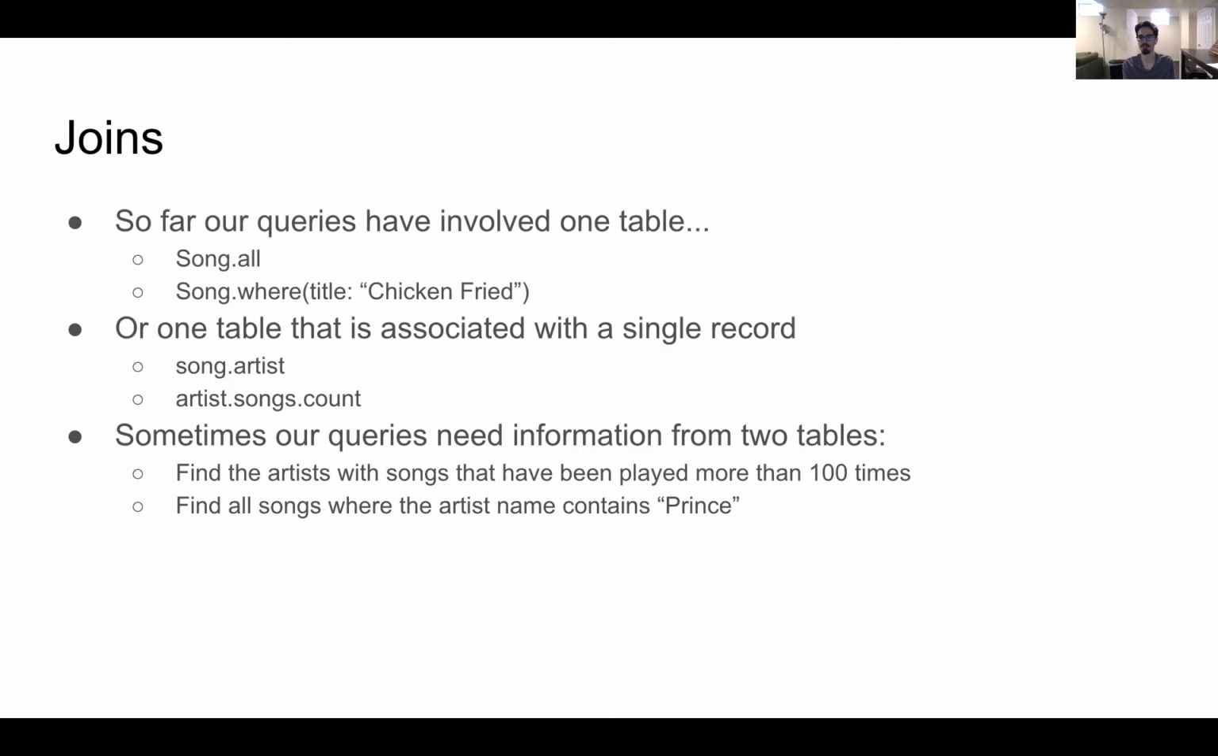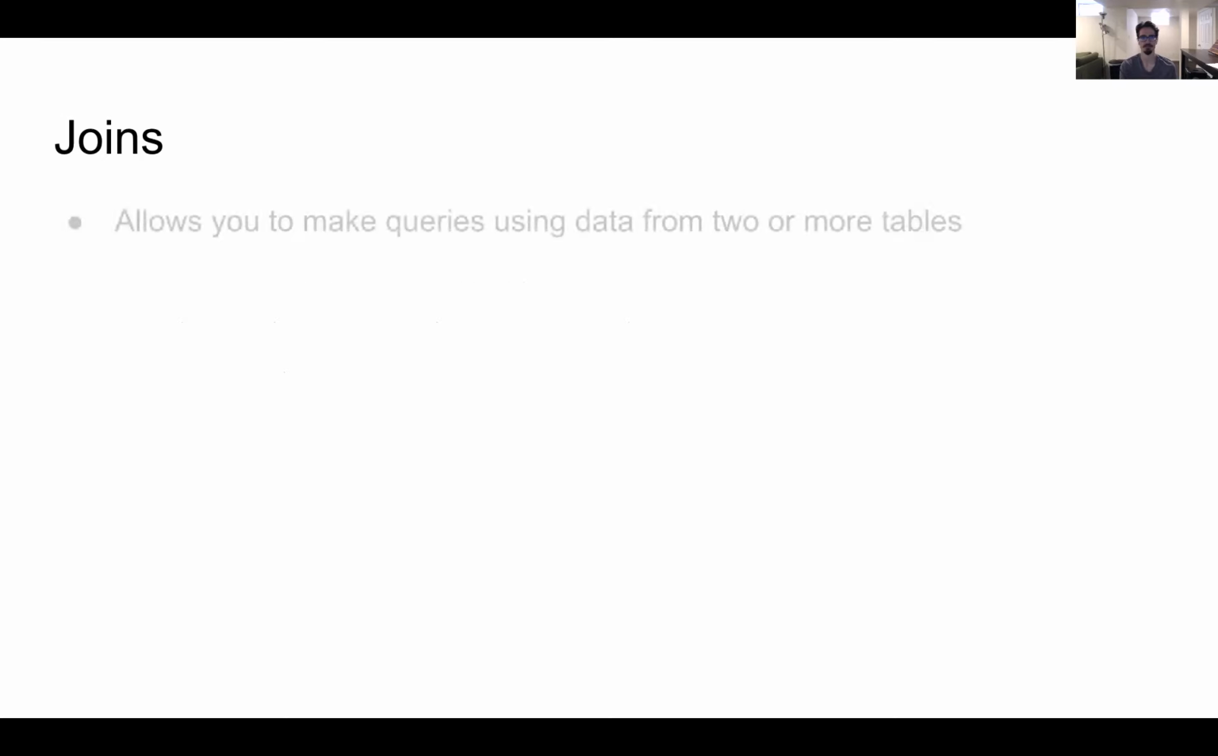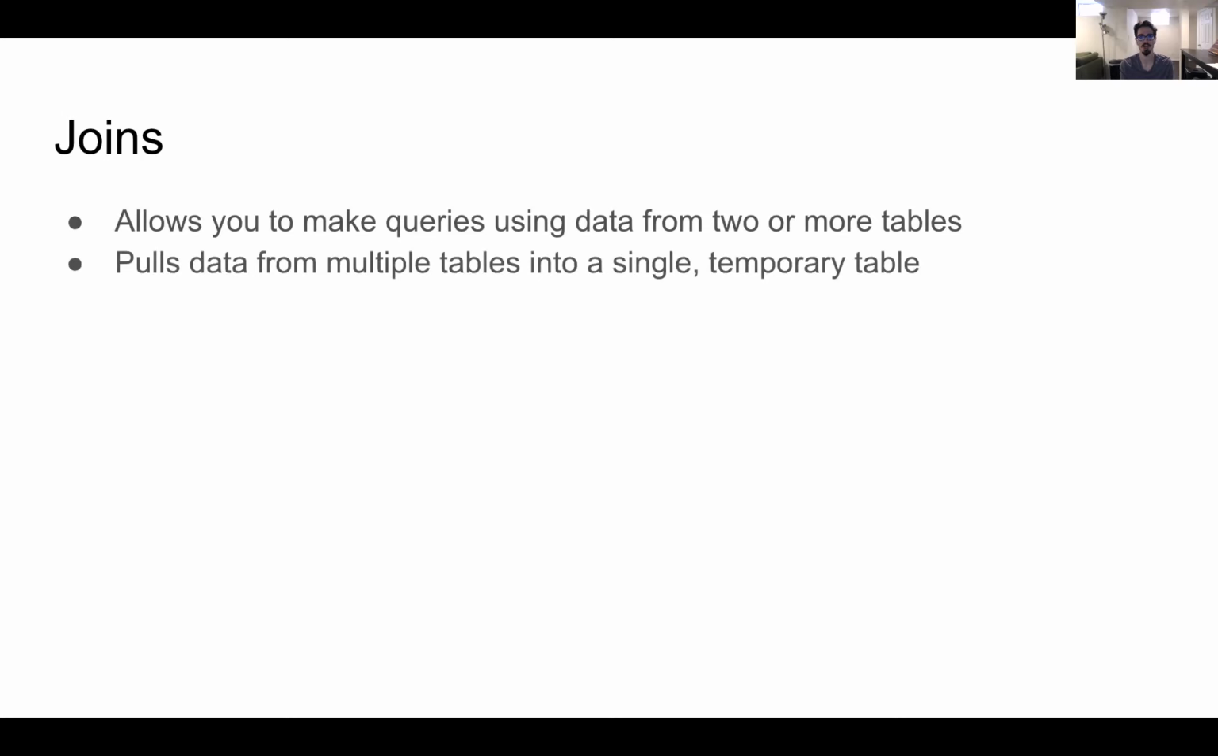So these queries with information from 2, and it says 2, but really it's multiple. It could be 3, 4, 5, 6, could be many. So joins is what's going to allow us to query data from 2 or more tables. This is going to take that data from multiple tables and pull it into a single temporary table. I'll circle back at the end of this class and talk more about visualizing SQL queries, and our grouping and aggregating class will really get into visualizing.